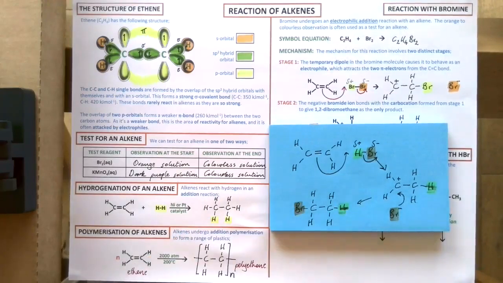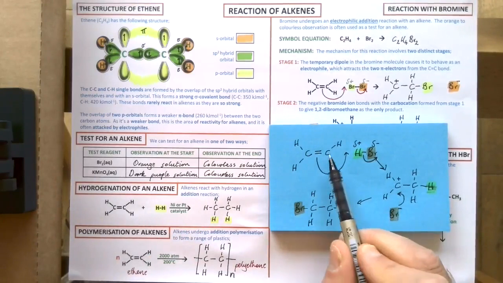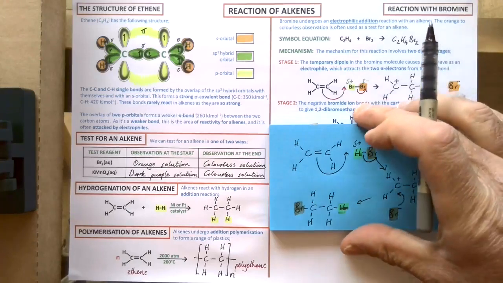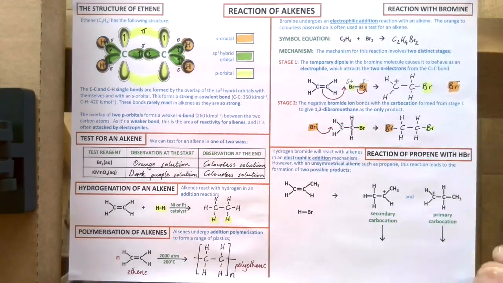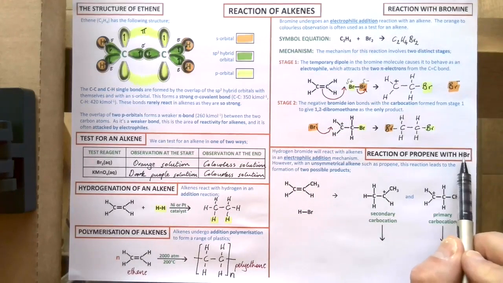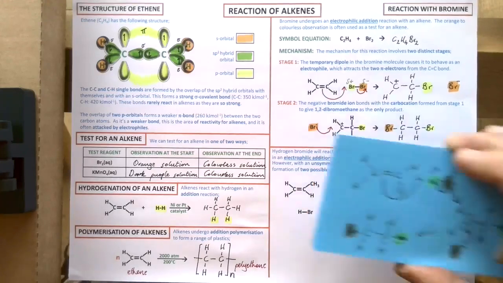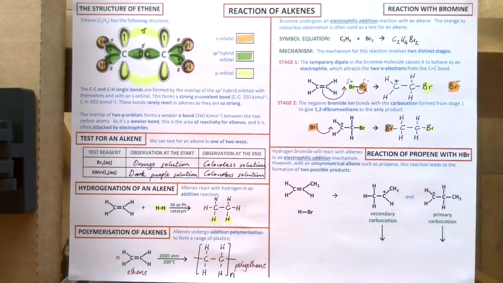So what we've done here basically is add HBr across this double bond, and we've gone from an alkene to a halogenoalkane. Okay, now the next bit is going to involve same thing basically, HBr, but not with ethene, like we just showed you a second ago, but instead HBr with propene.